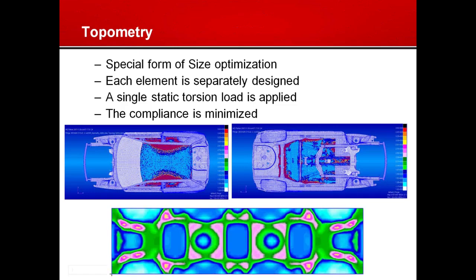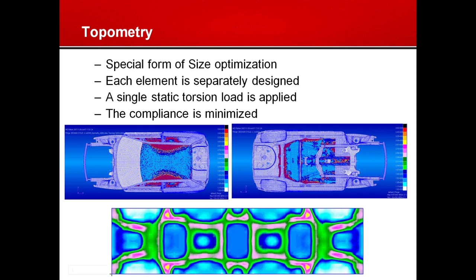The next is topometry optimization. Topometry optimization is a special form of size optimization where each element is designed. And so each element thickness acts as a design variable in a sense, and you can get a material distribution through your component, and a very large model can be analyzed using this method.